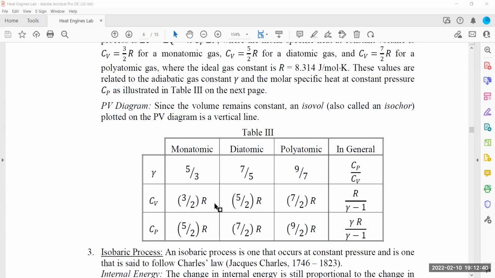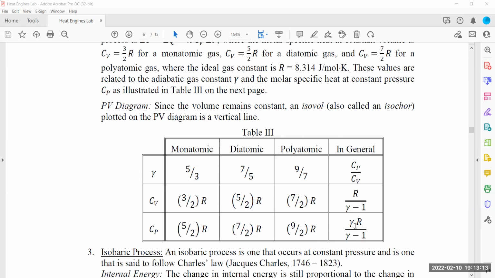CV is 3/2 R, which puts it around 12 something joules per Kelvin per mole. And 5/2 in here puts it around 20, and this one will put it more than 28 or something like that for CV. CP, add 1 to any of these values. I mean, add the R to any of these values. So 3/2 becomes 5/2, 5/2 becomes 7/2, and 7/2 becomes 9/2, and so on and so forth, okay?